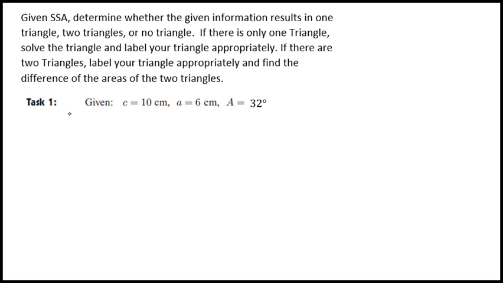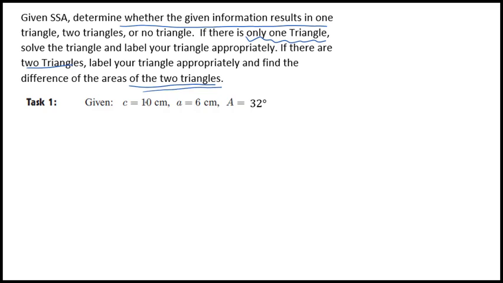Let's go to task 1. Given SSA, determine whether the given information results in one triangle, two triangles, or no triangle. If there is only one triangle, solve the triangle and label your triangle. If there are two triangles, label your triangle and find the difference of the area of two triangles.